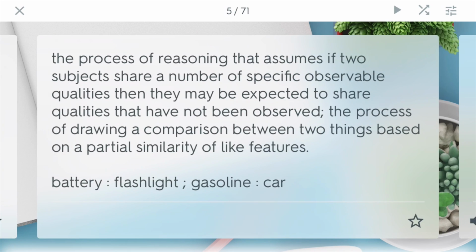An analogy is the process of reasoning that assumes if two subjects share a specific number of specific observable qualities, then they may be expected to share other qualities that may not have been observed. And it's also the process of drawing a comparison between two things that are based on partial similarity of like features. So just like a battery powers a flashlight, gasoline would power a car. This is an analogy.